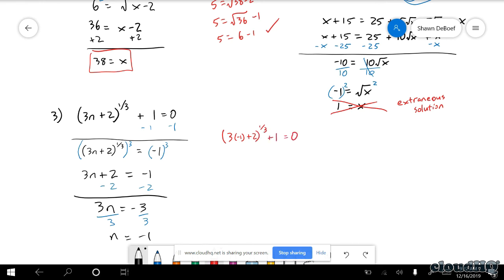So we plug it into the original. Negative 1 to the 1/3 means the cube root of negative 1, which is negative 1. It does in fact equal 0, so there's our answer.